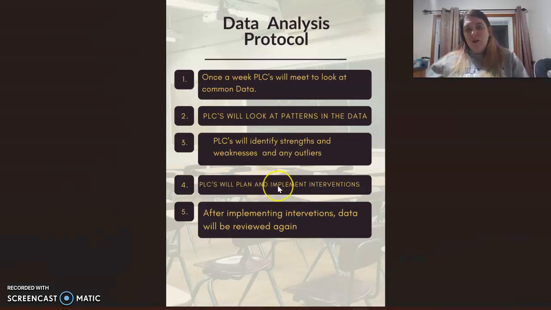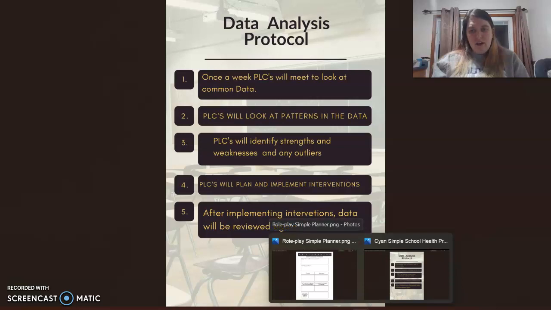Then PLCs will plan to implement interventions together or separately, depending on whether it's a whole class intervention or not. After implementing the interventions, the data will be reviewed again. We want to make sure that this is being looked at multiple times.